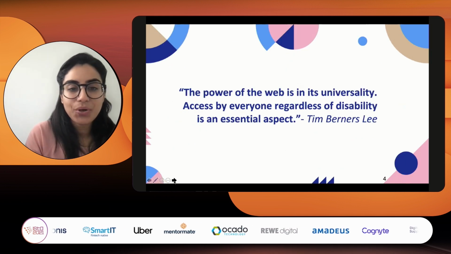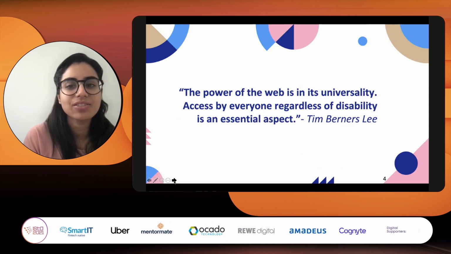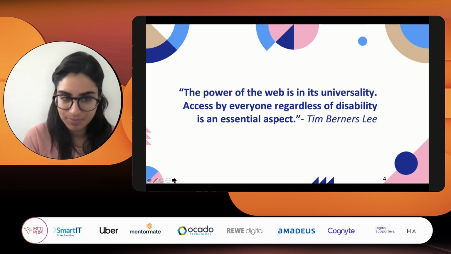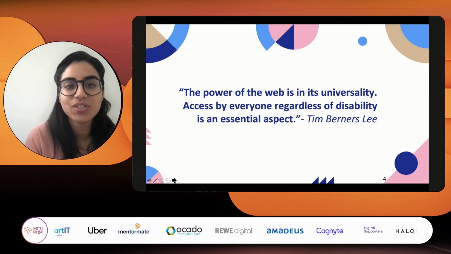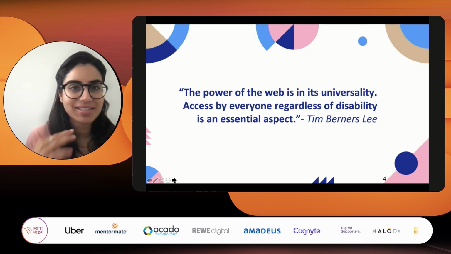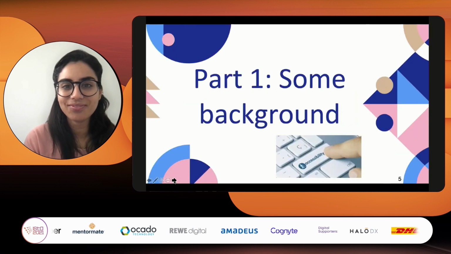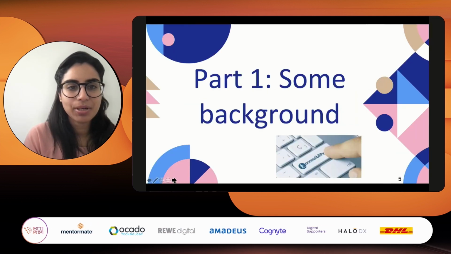So the power of the web is in its universality. Access by everyone, regardless of disability, is an essential aspect. So I found that quote really, really interesting and very important as well. So that's the kind of mindset you have to have, and then bring accessibility into your teams. So let's get started. Part 1.